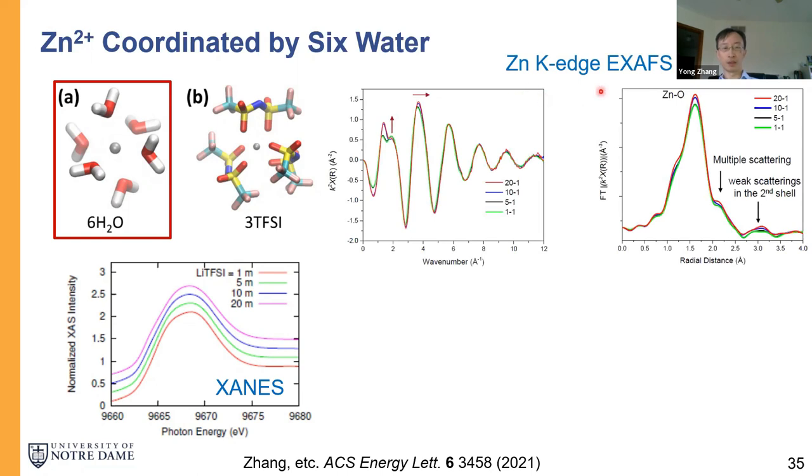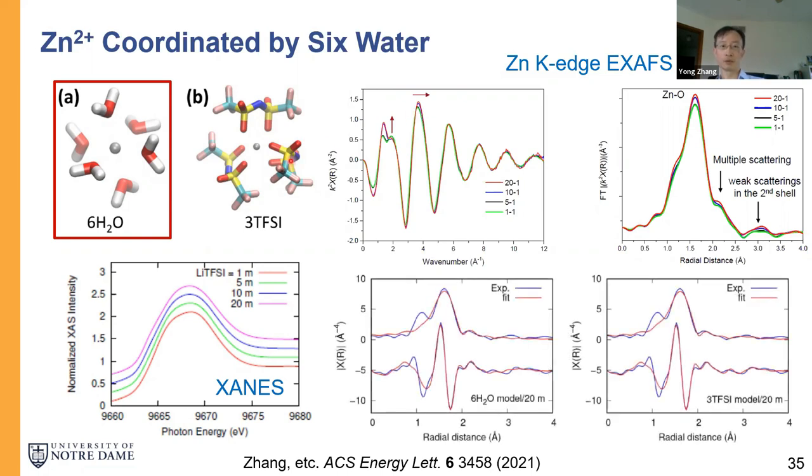Then we also did EXAFS, and we fit both configurations to this curve. This big peak is the first solvation shell between zinc and oxygen, which is the case for either structure. And this smaller peak is due to the second solvation shell. If there were TFSI in the solvation structure, we should see some signal, for example from sulfur. When we do the fitting, both models give similar agreement with experiments, but the six water model is better.